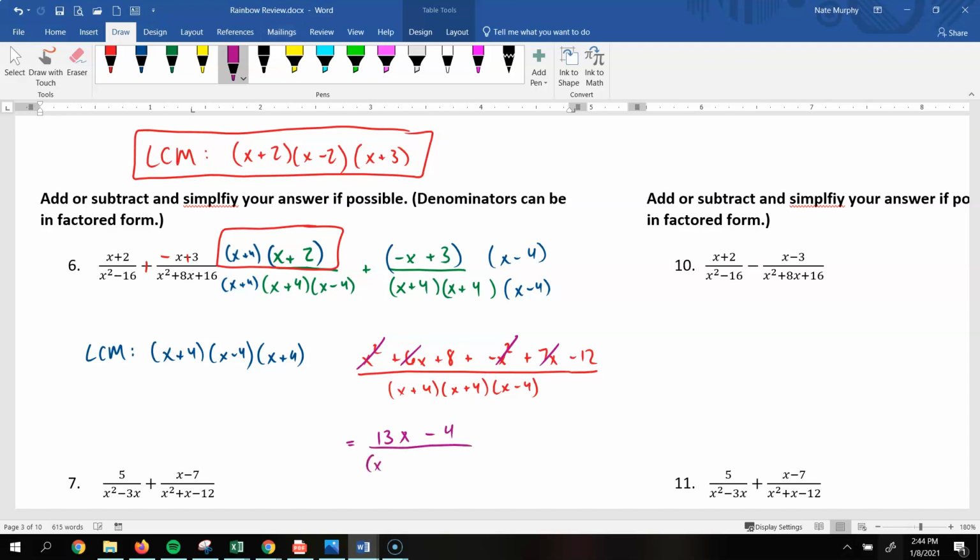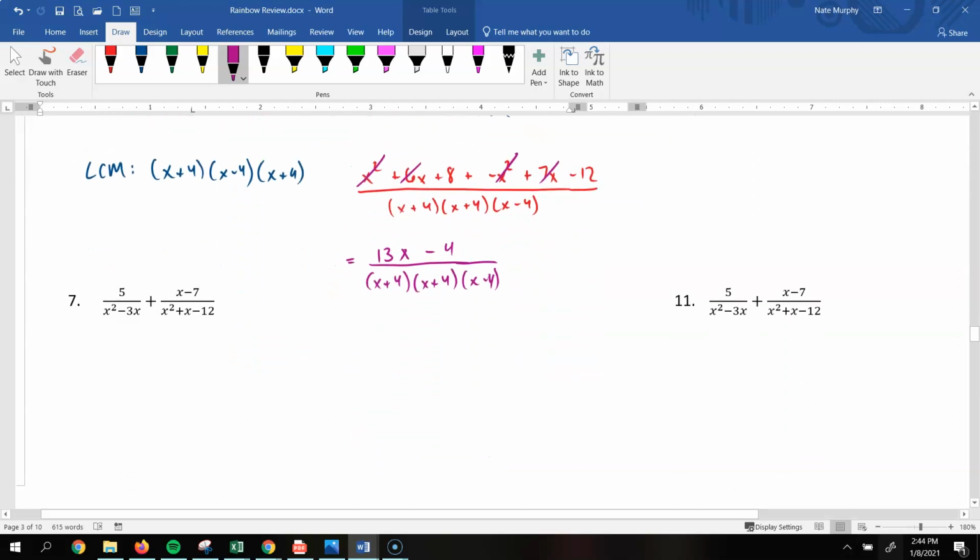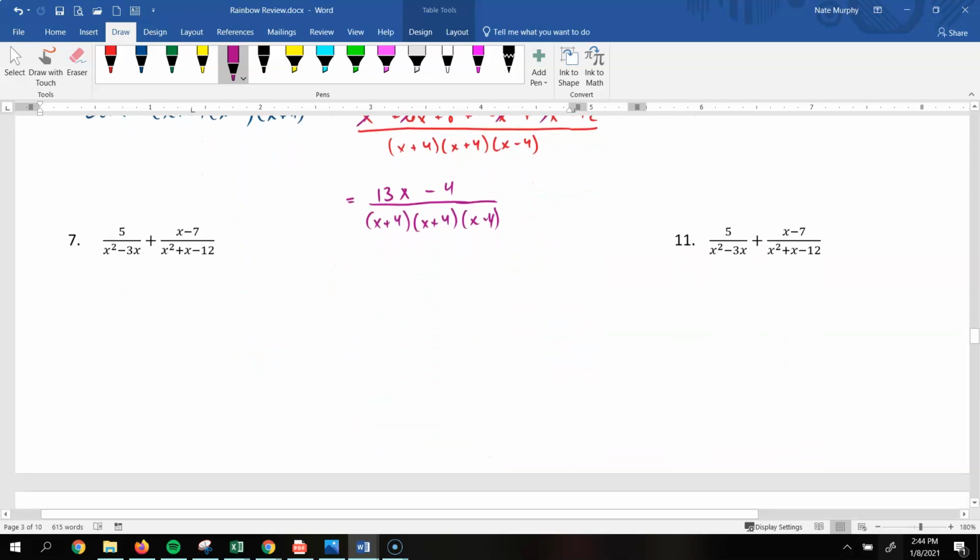The denominator, we can leave in factored form. So it would be x plus 4 times x plus 4 times x minus 4. Or whatever order you have those factors in is fine. So that would be your final answer. So a lot of work for number 6. Let's look at number 7.